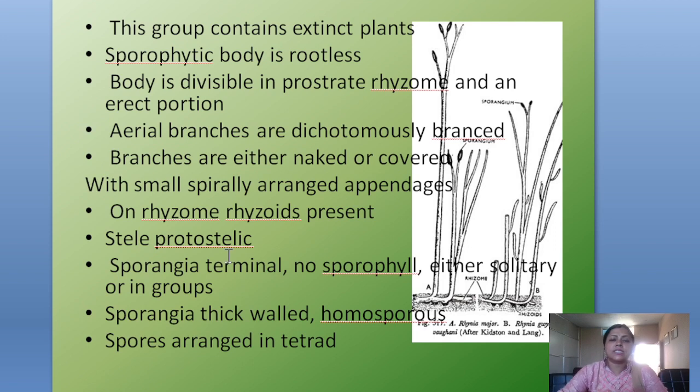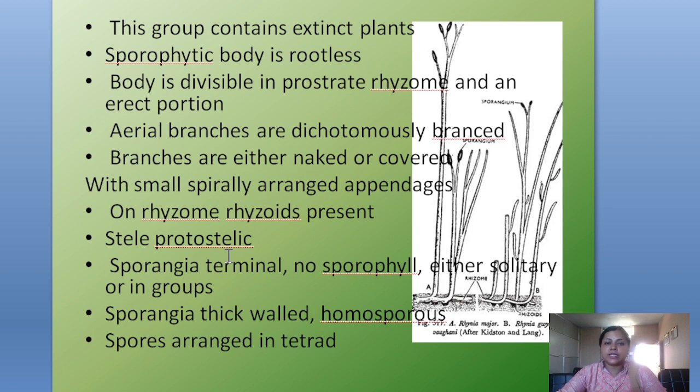Let us discuss what the structure contains, or what the morphological specialities of this group are. You can see one picture here. It is the fossil picture of Rhynia major. This group contains all fossil plants, so whatever characters we know are found from the fossil plants.